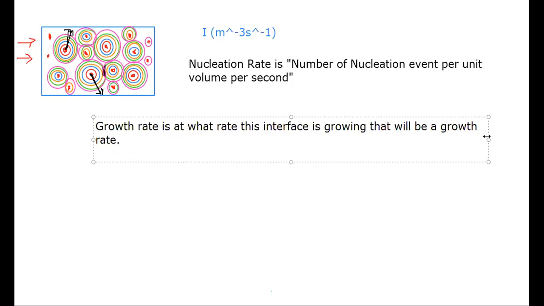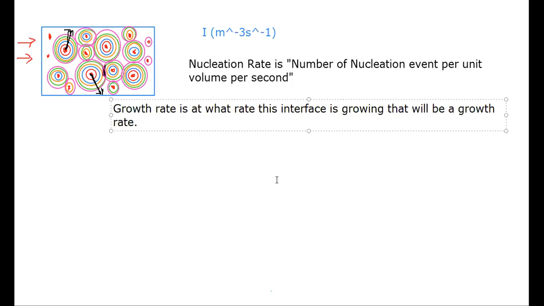Okay, so in simple definition, the growth rate is the rate at which this interface is growing. Which interface? I am talking about this. This is the growth rate, which is denoted by capital G, and it is represented as small d capital R by dt if we differentiate that term.